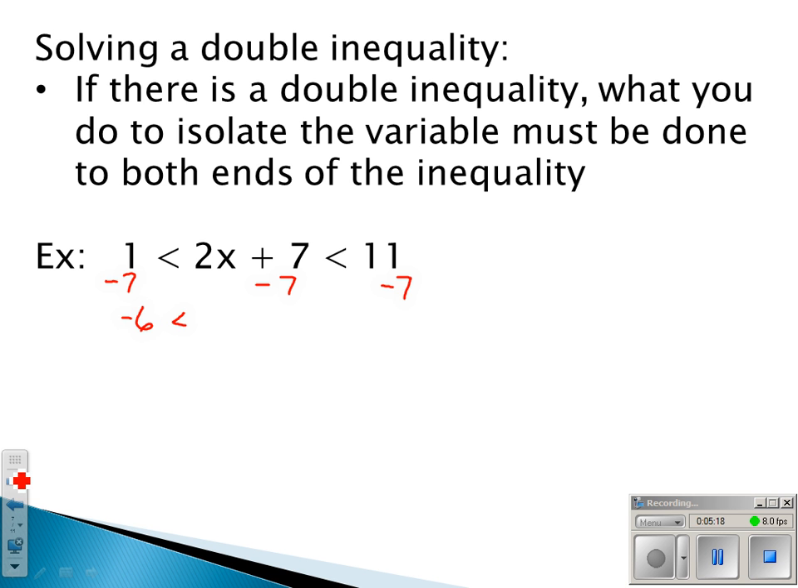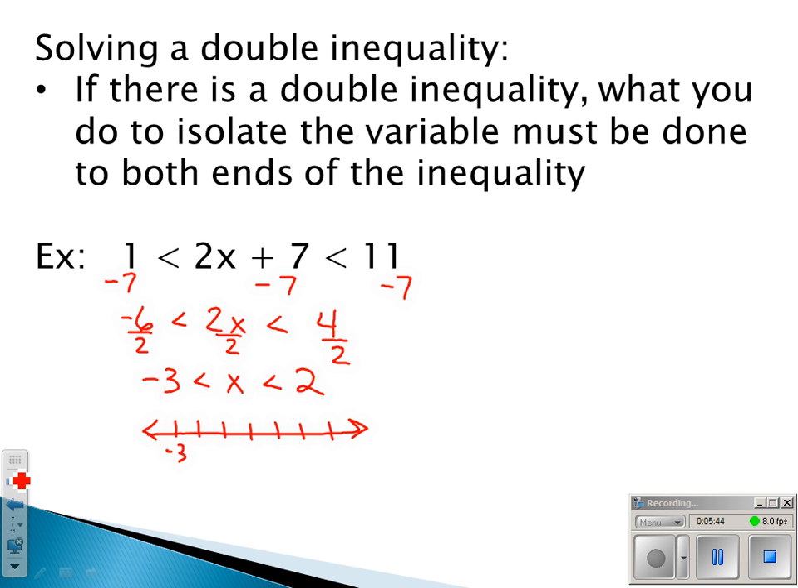So negative 6 now is less than 2x is less than 4. Now we can go after the coefficient 2 and divide it away. Whatever you did there, you have to do to the left as well as the right. And that gets us here: negative 3 is less than x is less than 2. To graph this one, both symbols are less than symbols. So we have the curved parenthesis at negative 3, curved parenthesis at 2, and our solutions would shade in between.